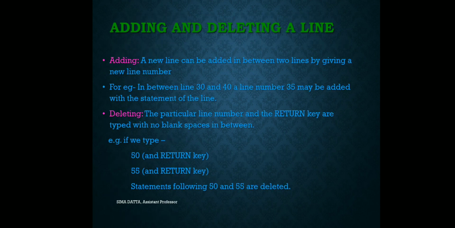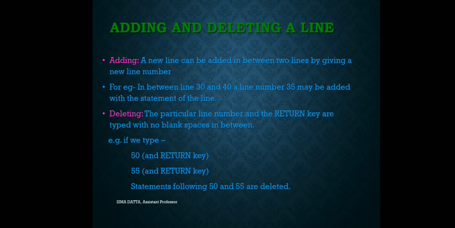Next is adding and deleting a line. In a basic program, it may happen that you want to add a line or delete a line. To add any line, again you need to use the edit command. Suppose you want to add a line between 30 and 40, suppose 35 is the line number which you want to add. Just type EDIT 30, then line 30 will be displayed, then press enter, then type 35. Likewise, you can add any line in a basic program.